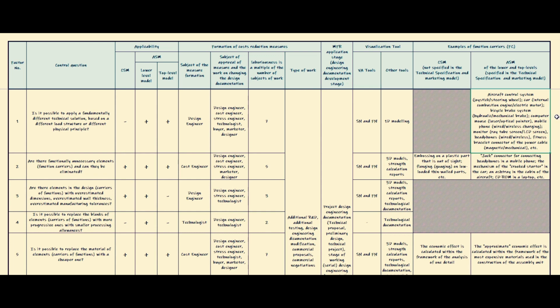hydraulic pressure, etc. In the case of control question number 2, an example of functionally unnecessary elements for a complete structural model may be stamping on a plastic part. For an abstract structural model, the mechanism of a crooked starter in the car, an ashtray in the cabin of an aircraft, a CD-ROM in a laptop, etc.